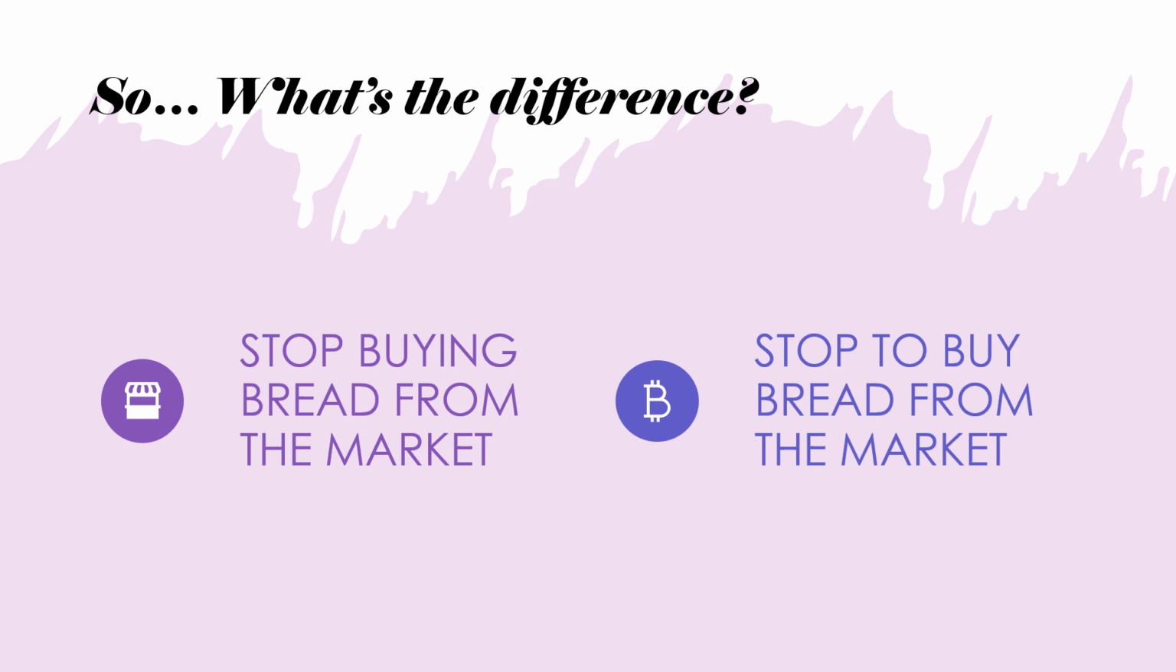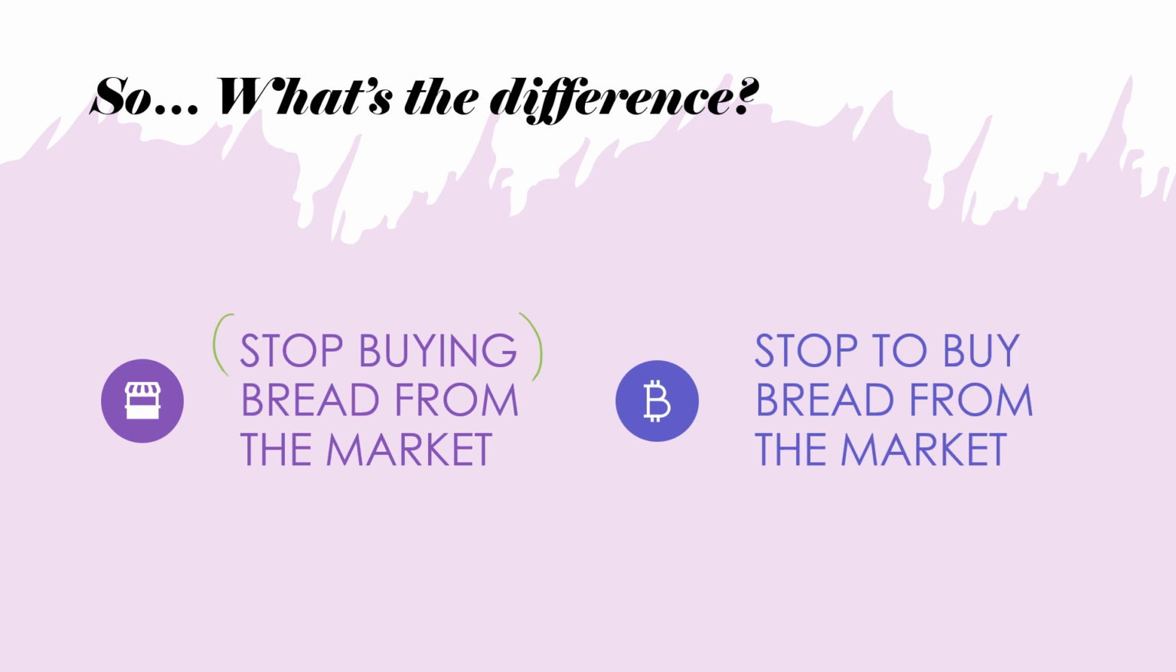So what's the difference between gerunds and infinitives? Let's find out the answer by looking at these two different examples. The first one says, stop buying bread from the market. Okay, stop buying. This works as one unit. Stop buying, stop doing that action. Don't go there anymore to buy bread.